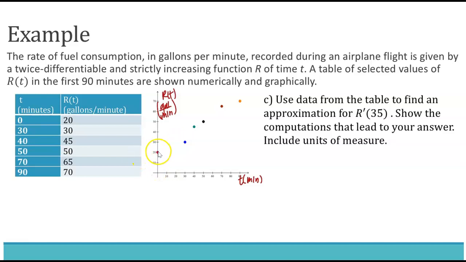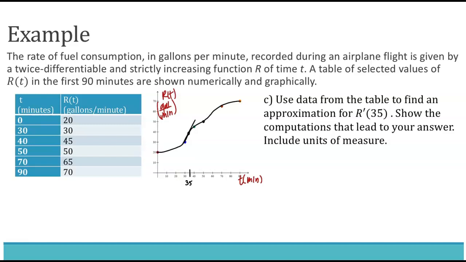So let's kind of sketch up a possible graph. Again, we don't know exactly what this looks like, but we know it's always increasing and differentiable, so no crazy sharp turns can happen, right? So I want an approximation for the slope of the tangent line at 35. 35 is right here. So it's like I would want an approximation for the slope of this tangent line. I missed a little bit, right?